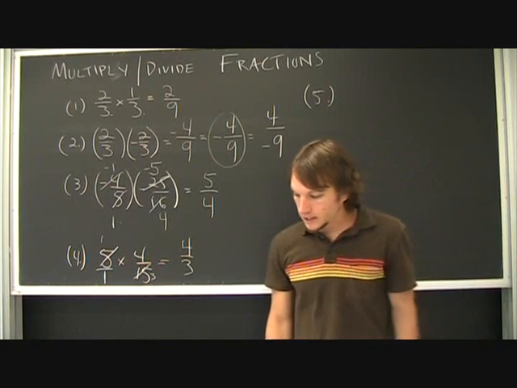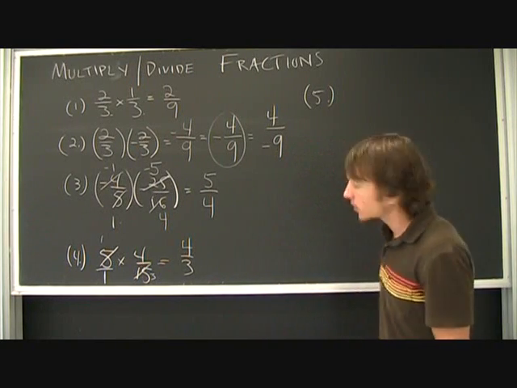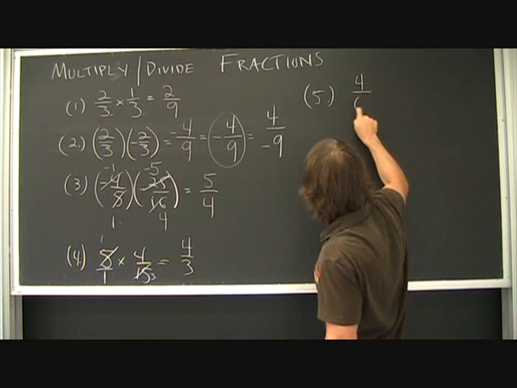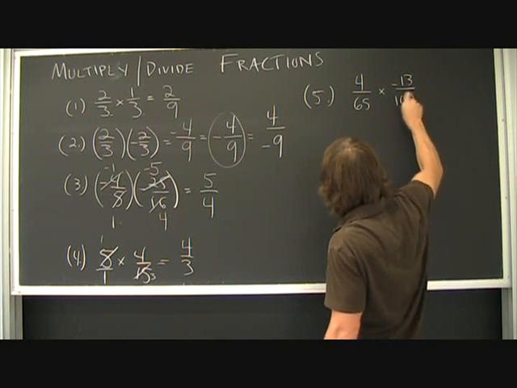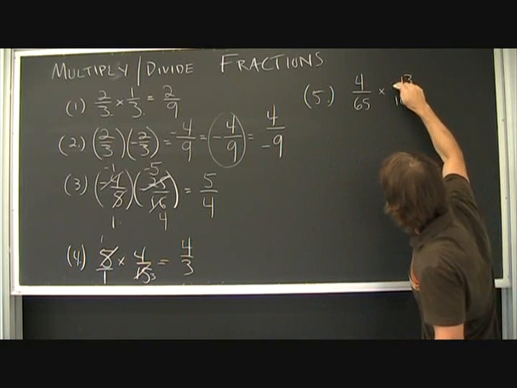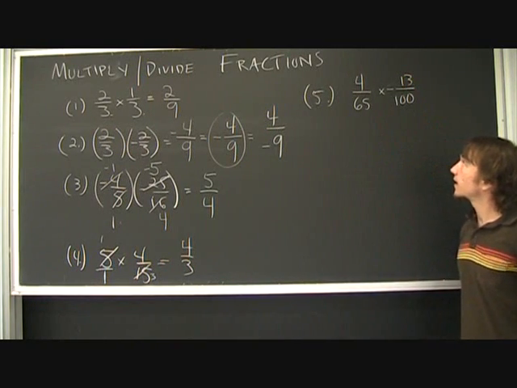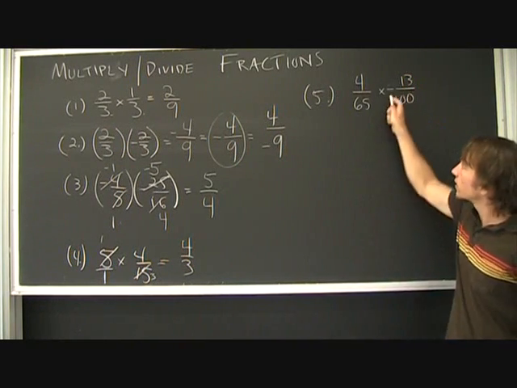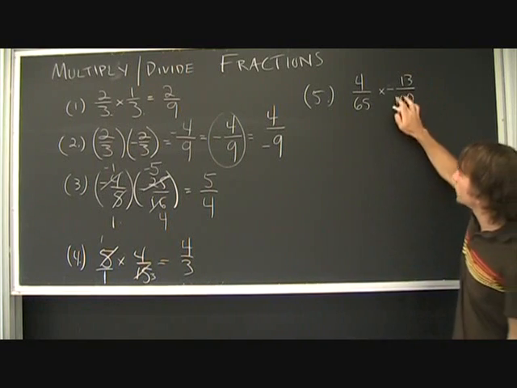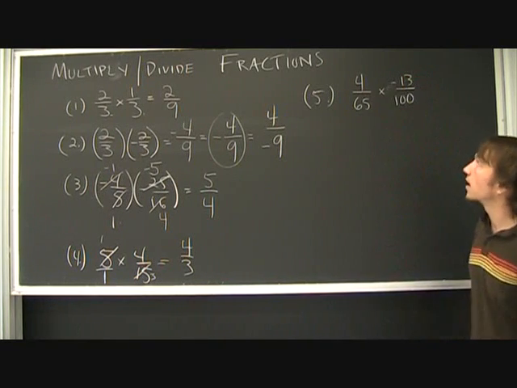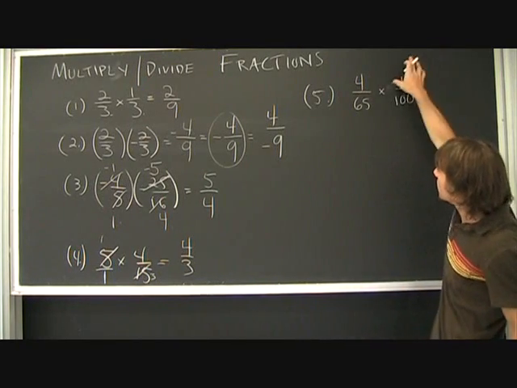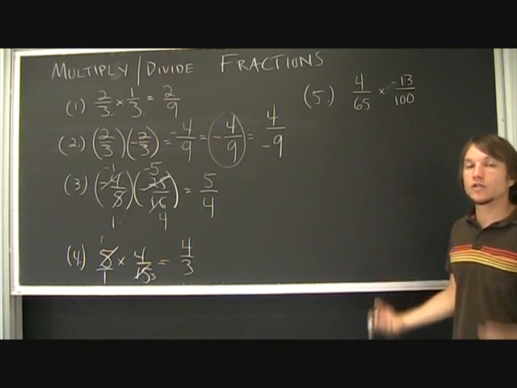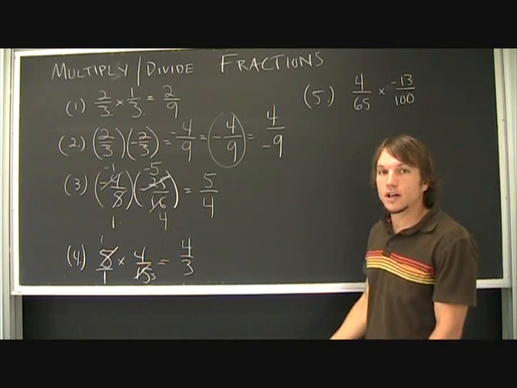Example 5, 4/65 times -13/100. Okay, again, you can see this in your book. It might be given like that, negative 13/100, or the negative will be up top. What I like to do is just assign that to the top, right? Remember, we talked about that. Those are the same thing. And then I can just think about that as a negative 13/100 when I go to do my multiplication, when I go to do my reduction, okay?